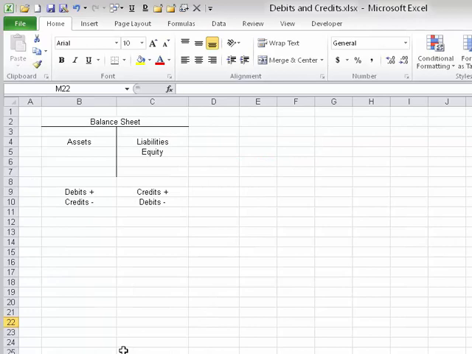Now, if it's easier to memorize it in this format, then pause the presentation and take a look at that presentation so that you can see debits are on the left, they increase, credits are on the right, and they decrease. Okay, I hope you found this beneficial to your understanding of debits and credits.